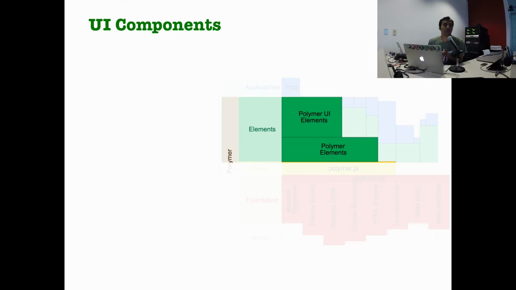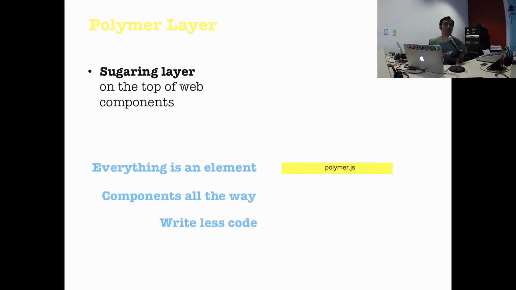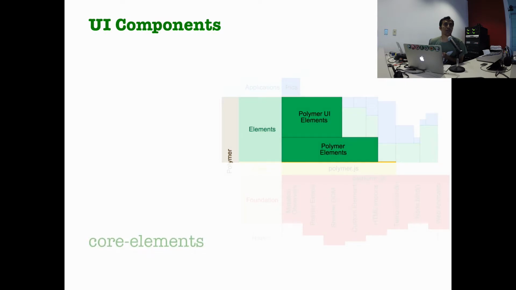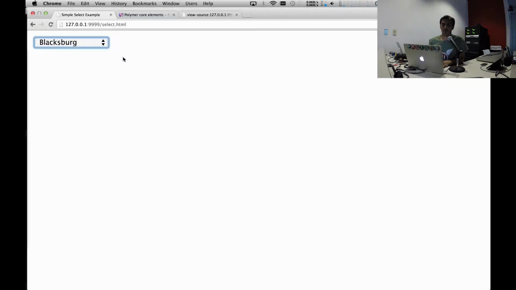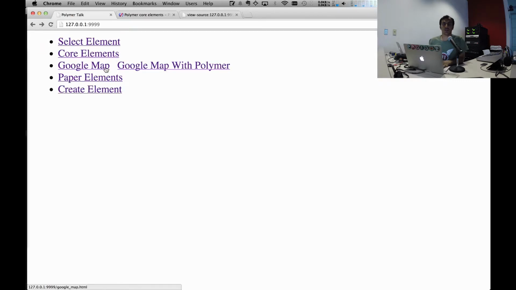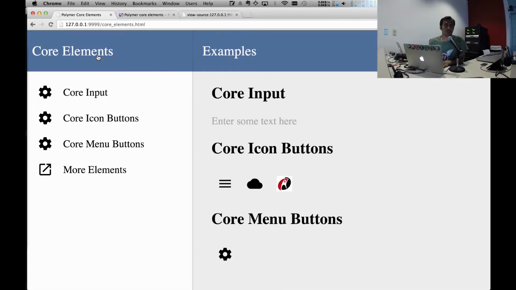So that was Polymer UI components. Polymer comes with some UI components if you want to use them, and some of the components are, back, forward, there you go. Core elements and paper elements. Core elements are basically, I can show you. I have some demos for that too. So let's look at the core elements first.